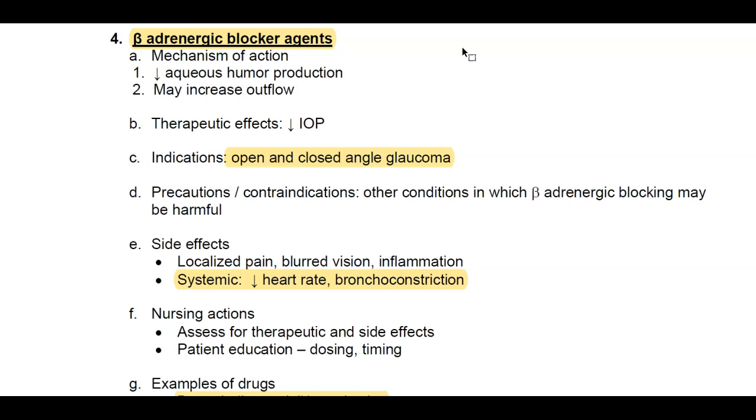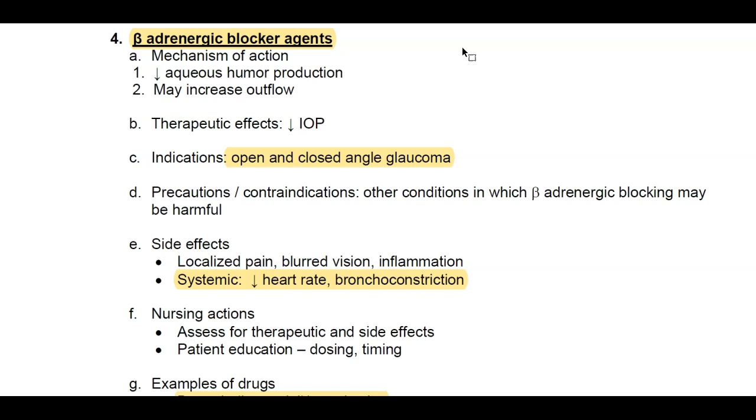So we need to keep an eye on possible beta adrenergic blocking, which may be harmful for certain patients. So let's say we know that a beta blocker can decrease the heart rate and you have a patient with bradycardia. We need to keep an eye on that. That may not be the right agent for that patient.